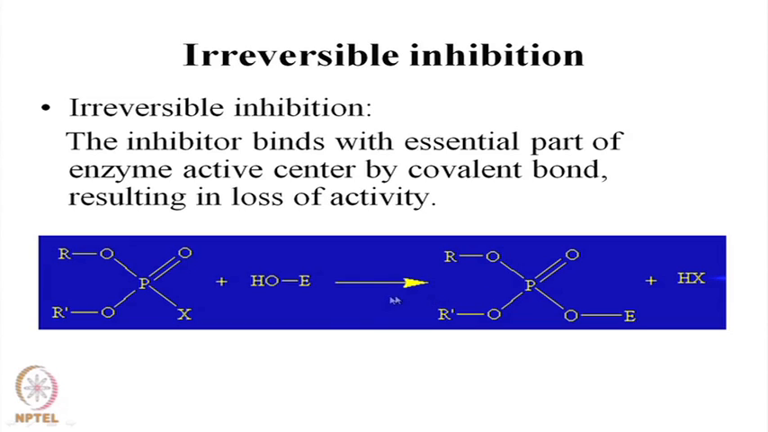So, backward reaction is impossible, or even if it happens to an infinitesimally small extent, that is practically not of any significance, okay. So, this is basically a schematic representation of irreversible inhibition.